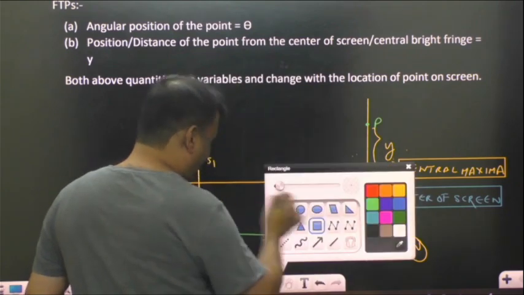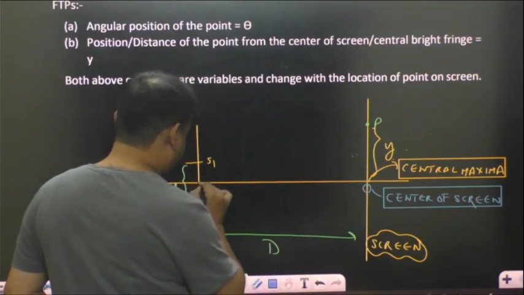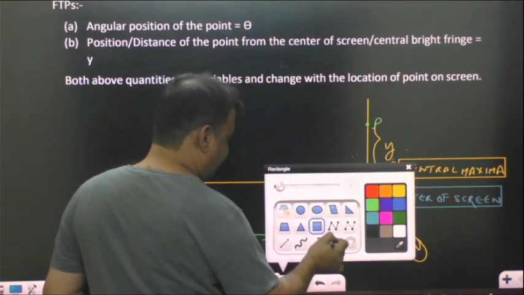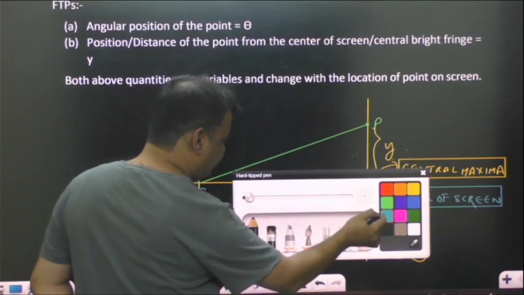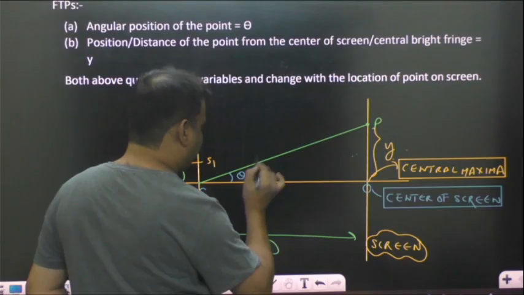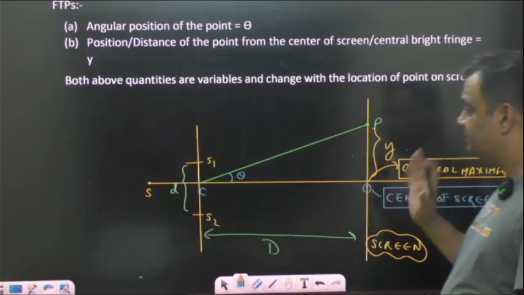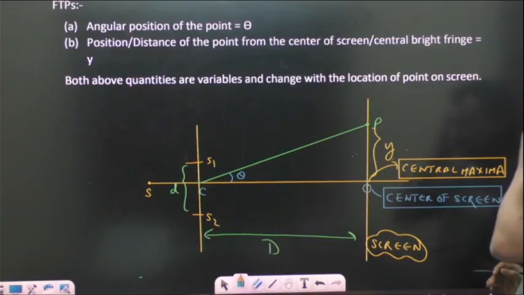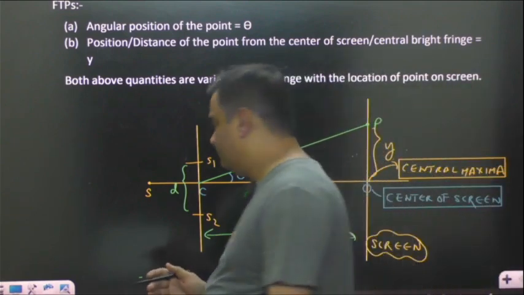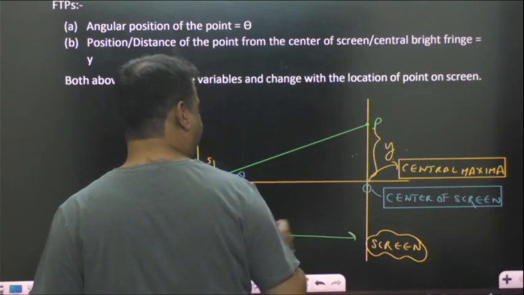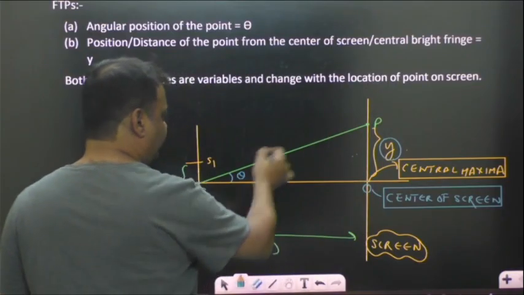And if you join the center of the slits, say C, I'm marking the center of the slits as C, and I'm making a line joining C with P. So this will define the angular position of the point P, okay? So basically there are two parameters. One is the angular position of the point on the screen, which is angle theta, and another is the position or linear distance, or simply the distance of the point from the center of the screen, which is y. Got it?